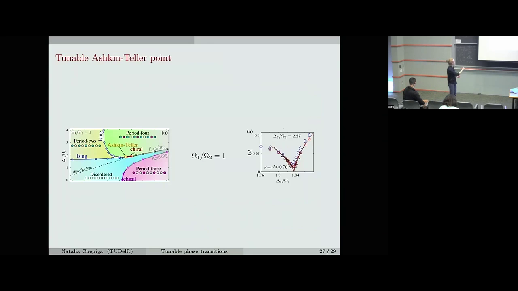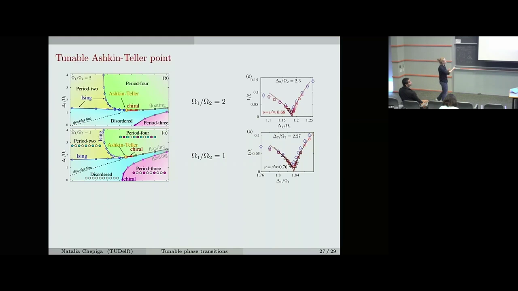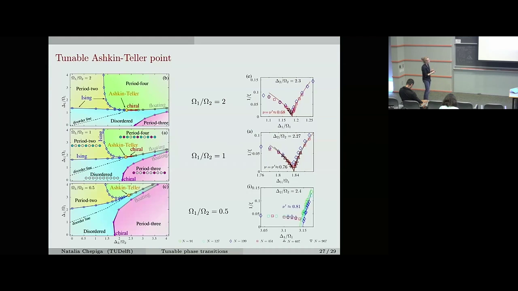So, for the ratio 1, I have a critical exponent 0.76. Remember, for a single component, it was 0.78. That's pretty close to what we had before. If I tune the ratio to be 2, I push my nu to be 0.68. Pretty far already. Quite good. And if I do it oppositely, my nu increases a lot. Actually, it increases to the point where there is no chiral transition anymore.